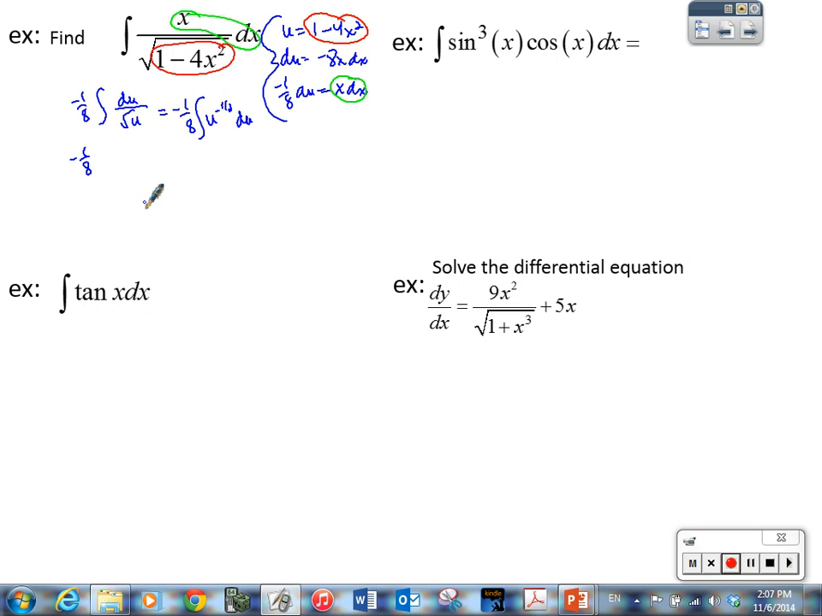The antiderivative of u to the negative 1/2, we use the reversal power rule. So we add 1 to negative 1/2 and get 1/2. Then divide by 1/2, which is multiplying by 2. U to the 1/2 plus c. Then we clean it up and put the u back in. So I have negative 1/4 square root of 1 minus 4x squared plus c. And there's our second U-substitution problem. How are we with that one? It's okay?